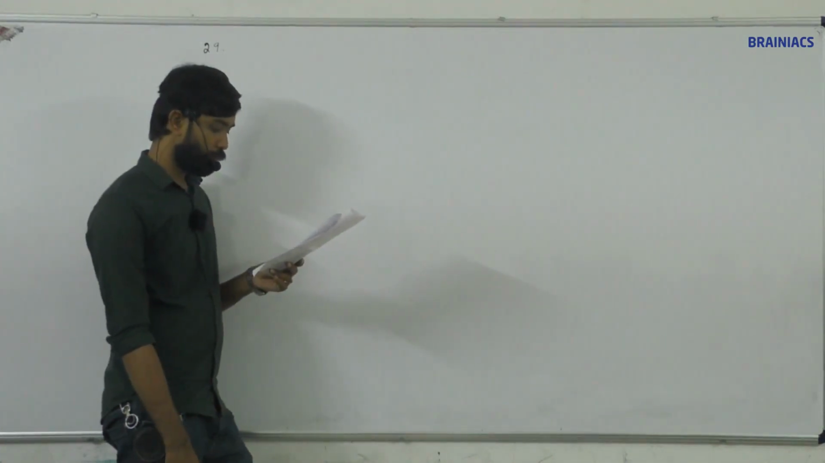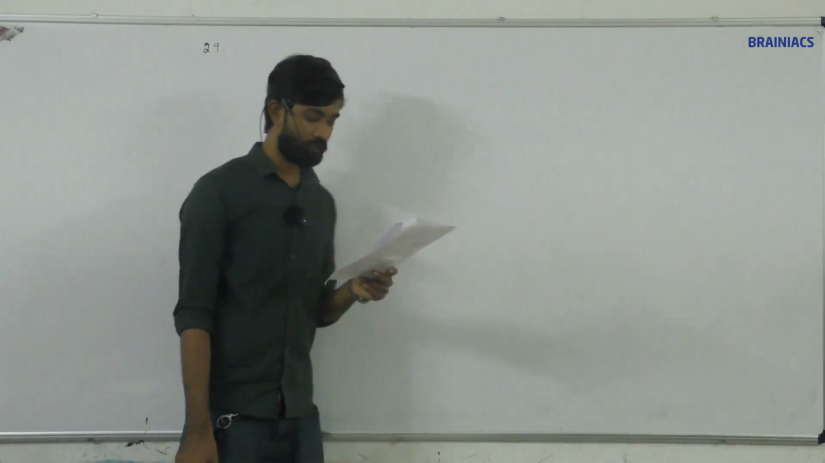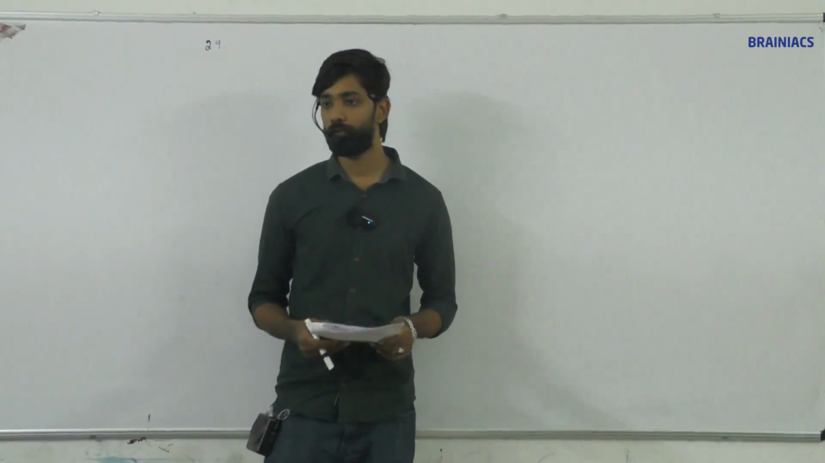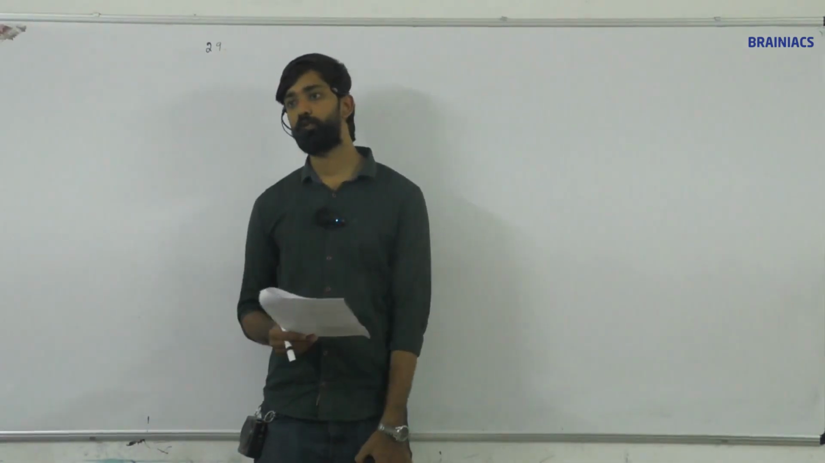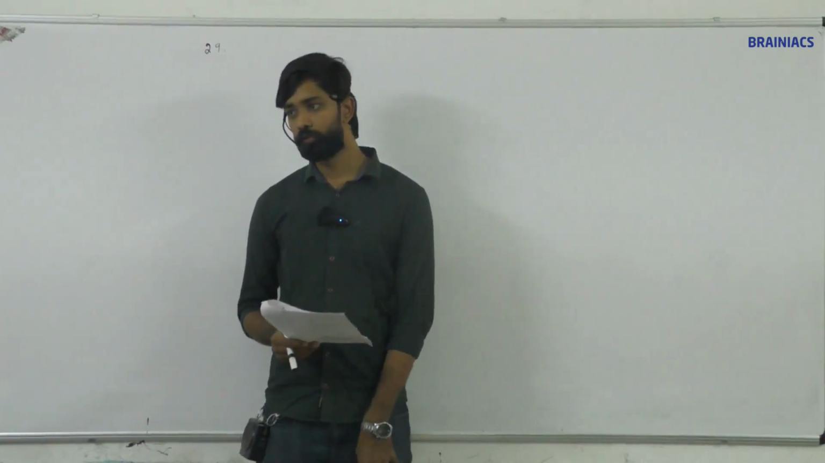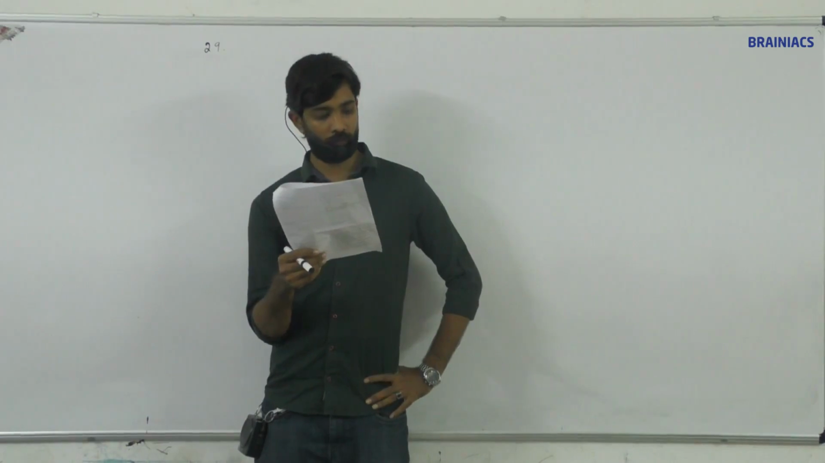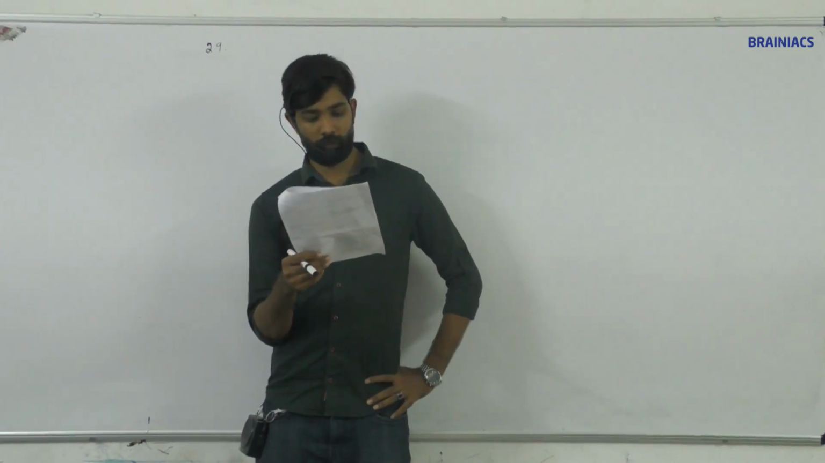Next one, but-1-yne can be distinguished most easily from but-2-yne, that is using the test for terminal alkyne, Tollens' reagent. Okay, but-1-yne is a terminal alkyne, whereas but-2-yne is non-terminal. Ready? So Tollens' reagent is enough. Ready? Next question.